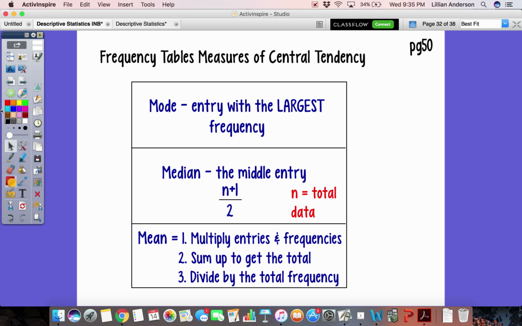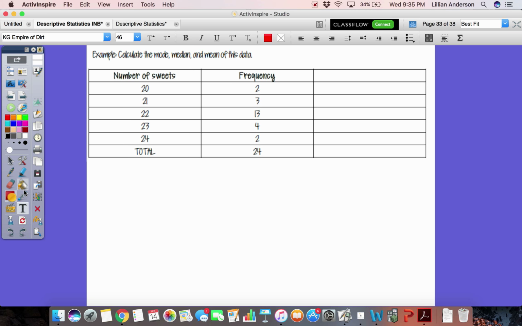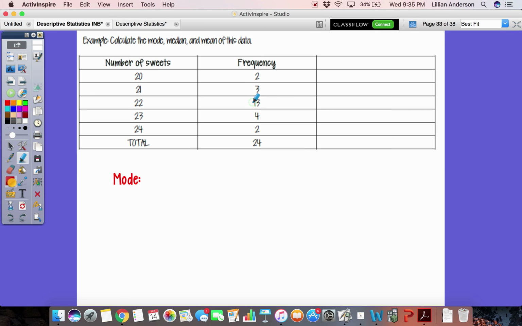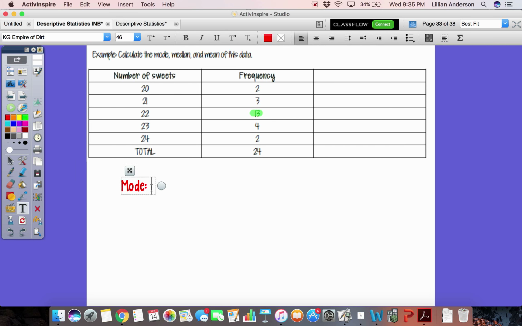So let's go ahead and look at some examples. We got 4 of those, and so we're going to just go through those. Here's the first one. We're going to calculate the mode, the median, and the mean of this data. This was one of the very first examples we did, talking about the number of sweets in a packet of 24. So we're going to find the mode, and remember the mode is the one that has the largest frequency. Well, the largest frequency is right here with 13. So the entry that has the largest frequency is 22. So our mode is 22. Again, it's the one with the largest frequency.